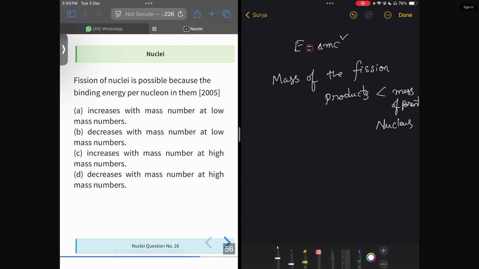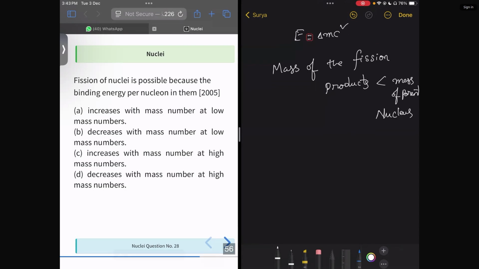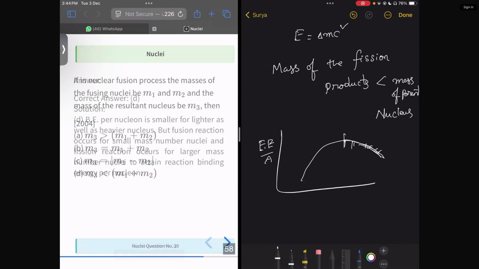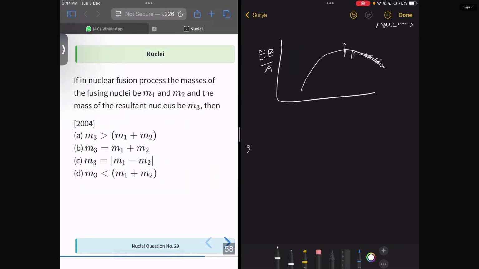Fission of a heavy nucleus, usually plutonium or uranium, is possible due to the behavior of the binding energy per nucleon. For lighter nuclei, at lower mass numbers, the binding energy per nucleon increases with the mass number. Already we have seen this, right? Then the binding energy per nucleon decreases again with the mass number at higher mass numbers. So option D is the right answer. So next question.